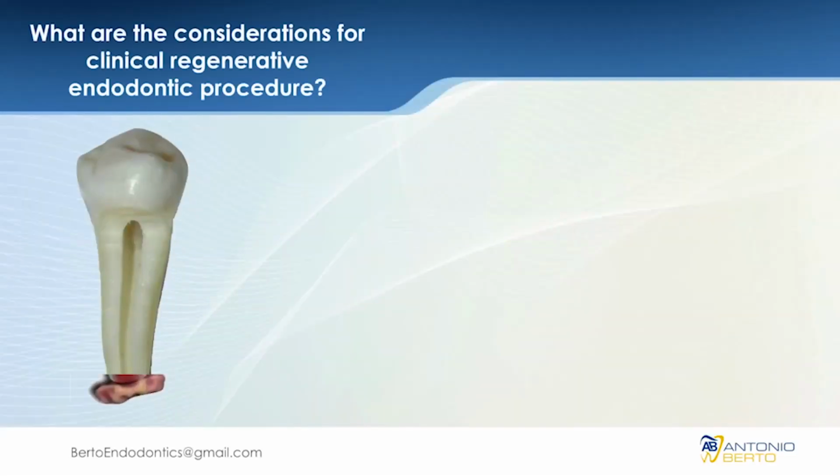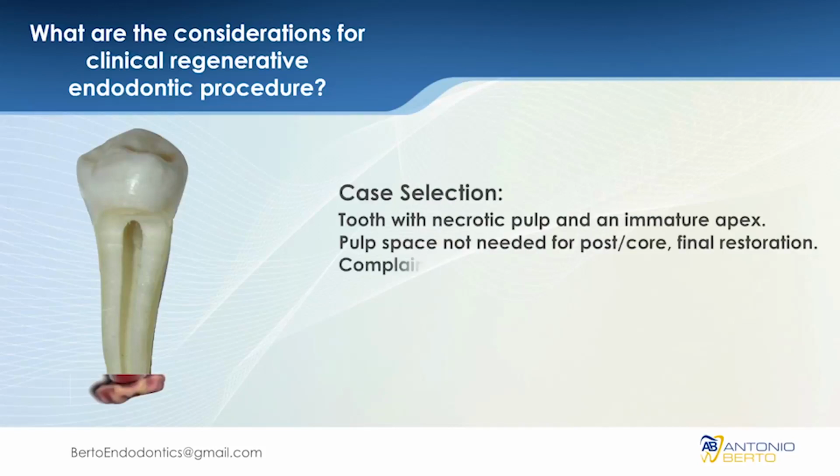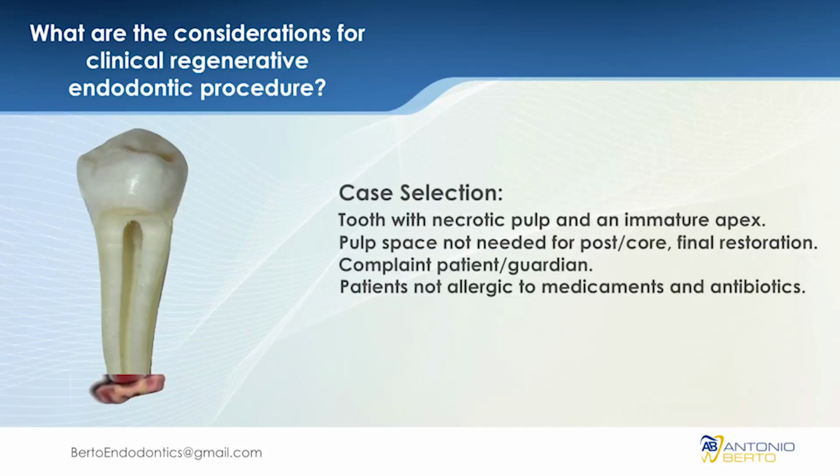So when are we going to do this procedure? First of all, we need a tooth that is necrotic with an immature apex. Then we need that pulp space not to be needed for post, core, or final restoration. Definitely a very important thing is that the patient is compliant, especially their guardian. And finally, the patient should not be allergic to any medicines or antibiotics.